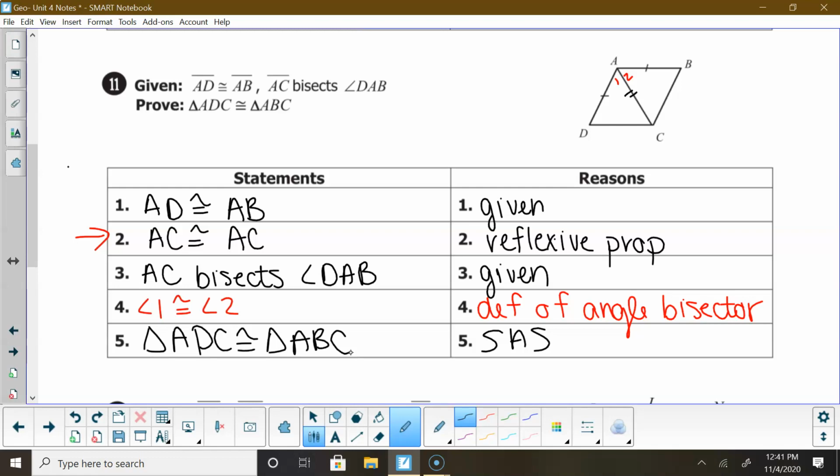Let's be honest, the vast majority of the time, you're going for those easy points. So, use my first given, I can go reflexive. The scary part is, I have to deal with an angle bisector. Save that for last. Because the reflexive property has absolutely nothing to do with the angle bisector.